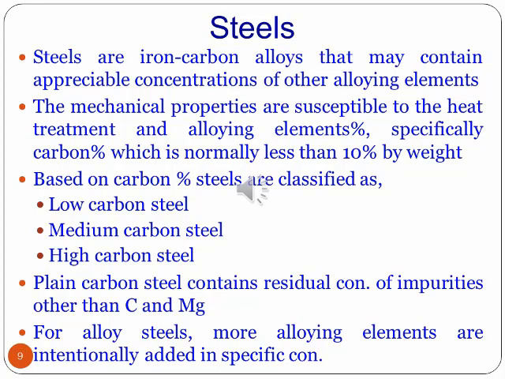So based on the carbon percentage, the steels are classified as low carbon steel, medium carbon steel and high carbon steel. Plain carbon steel contains residual concentrations of impurities other than carbon and magnesium. And for alloy steels, more alloying elements are intentionally added in specific concentration in order to alter their properties and to get better material properties.